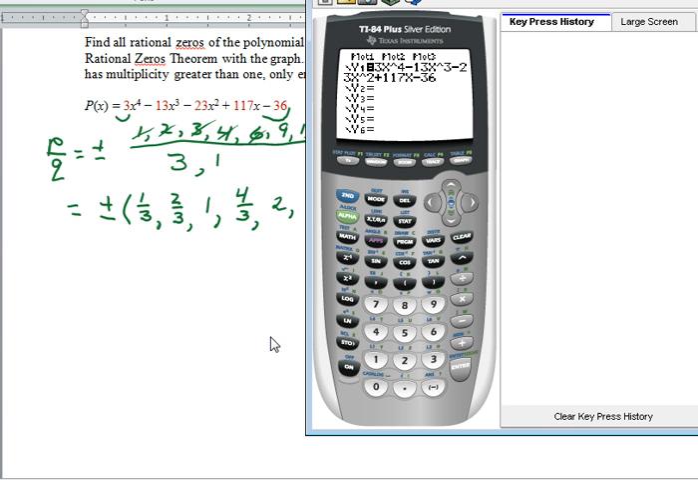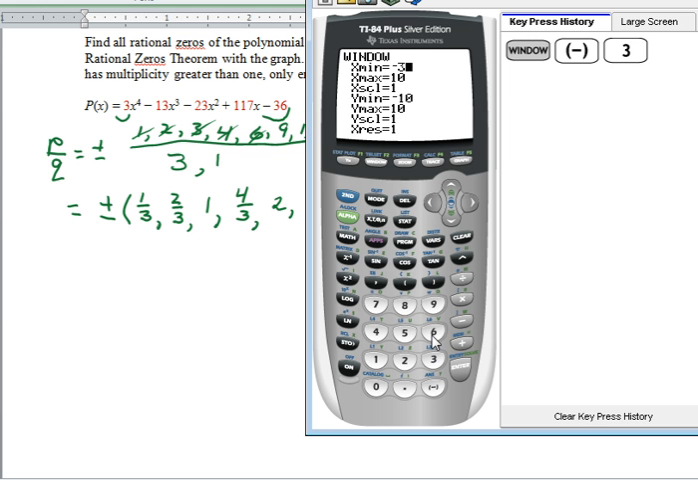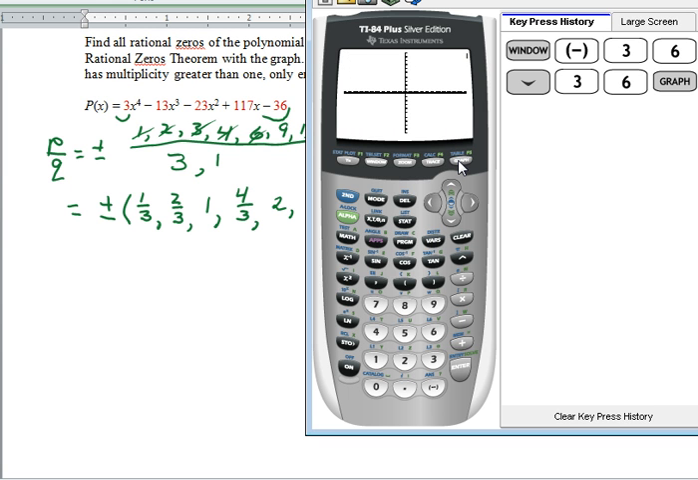So first of all, I have entered the function in the y equals screen. Now we're going to go into the window and enter negative 36 and 36. And we can leave the negative 10 and 10 for the y-min and y-max, because what we're interested in at this point is just where the curve crosses the x-axis. So let's press graph and see what we see.